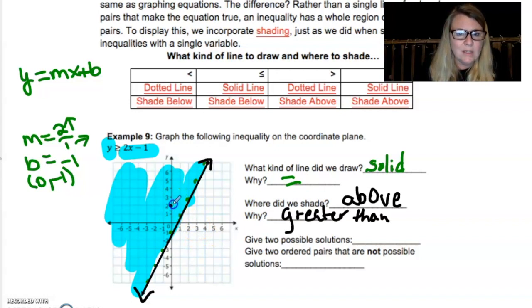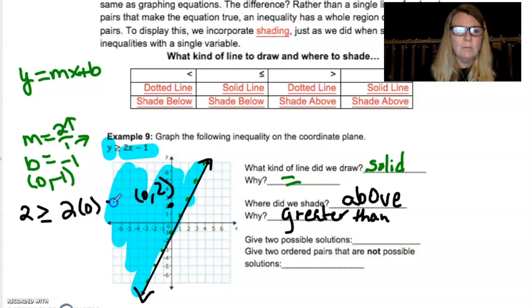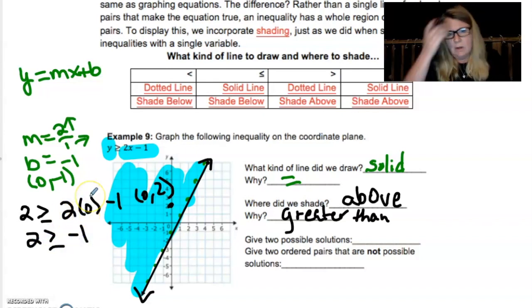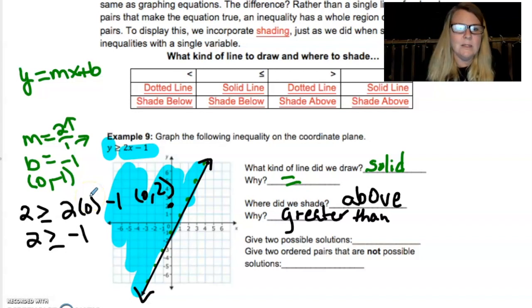So let's pick an easy point to work with right here. This one is the point 0, 2. Let's plug it in. The x is 0 and the y is 2. So we would have 2 is greater than or equal to 2 times 0 minus 1. So 2 is greater than or equal to negative 1, because 2 times 0 is 0 minus 1 is negative 1. Is that a true statement? Yes, it's true. So that is a solution.